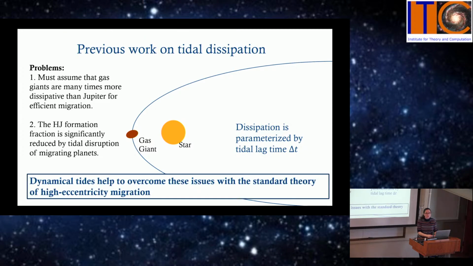So a lot of planets that could migrate efficiently instead are just disrupted. And I hope to convince you that a more nuanced look at tidal effects can help to overcome some of these issues with standard theory of high eccentricity migration, and to talk about what kinds of predictions you would expect from this process with dynamical tides. So what we do expect in terms of the period distribution of these planets, the obliquity distribution, and what they look like as they go through the process of high eccentricity migration.